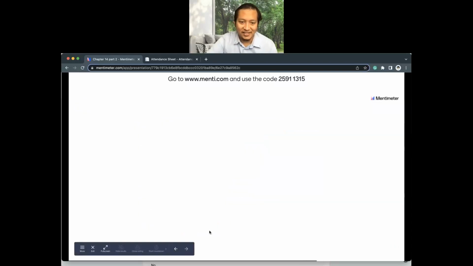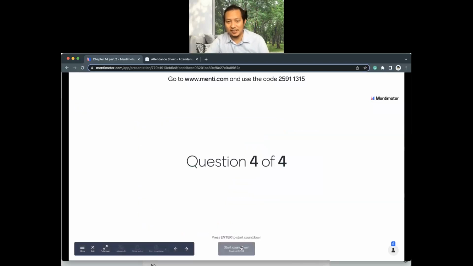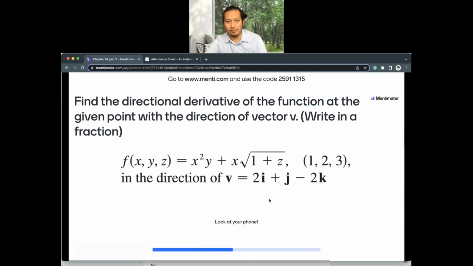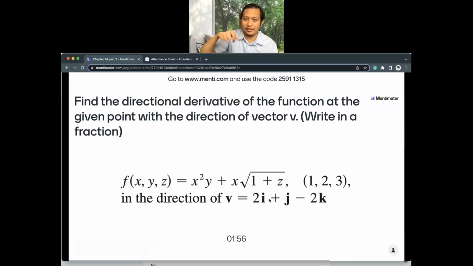Okay, last question. Find the directional derivative at the given point and with the direction of this vector. I believe the answer is a fraction, so you need to write it in fractions, not in decimals. And carefully, you need to calculate. Especially if you have the square root, be careful to evaluate those square roots.